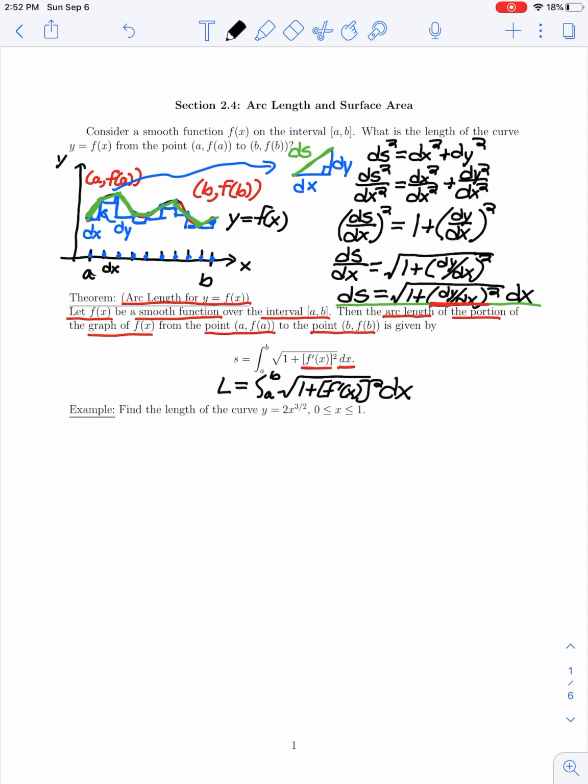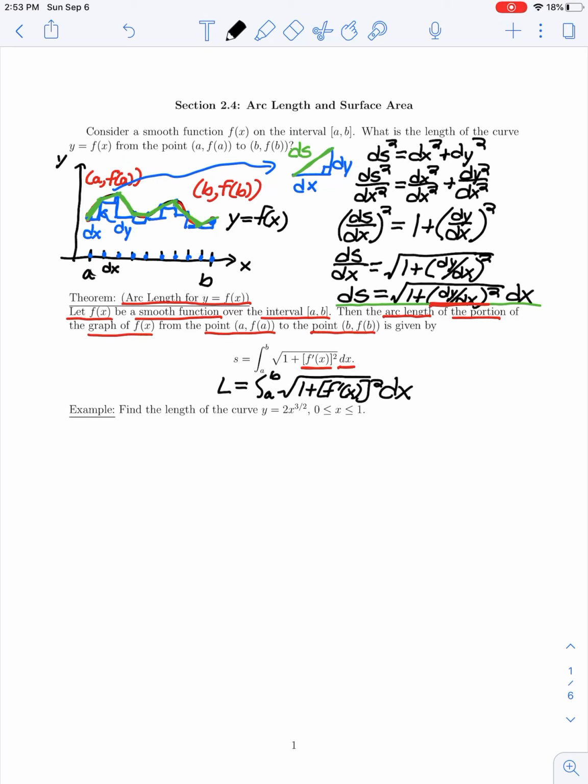So let's take a look at an example of calculating arc length, now that we have a formula for the arc length of a curve. Here we're asked to find the length of the curve y equals 2x to the 3 halves from x equals 0 to 1. Our formula for arc length is given in the theorem, and one thing that we need to find is the derivative of the function which defines our curve.